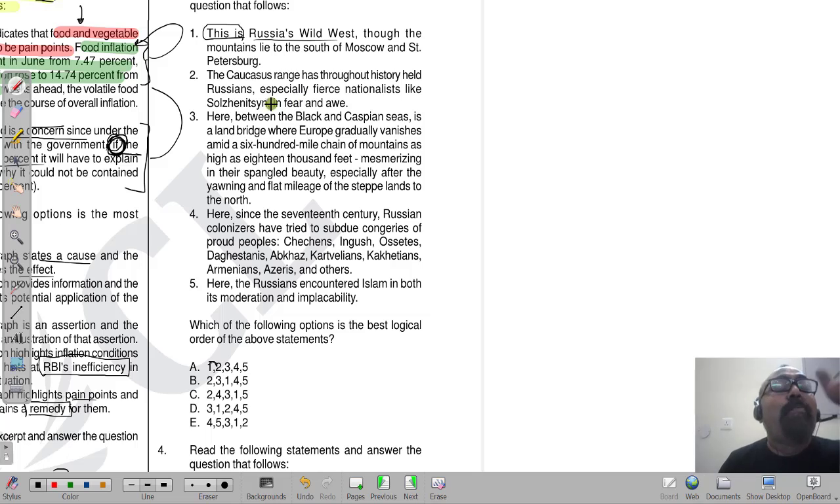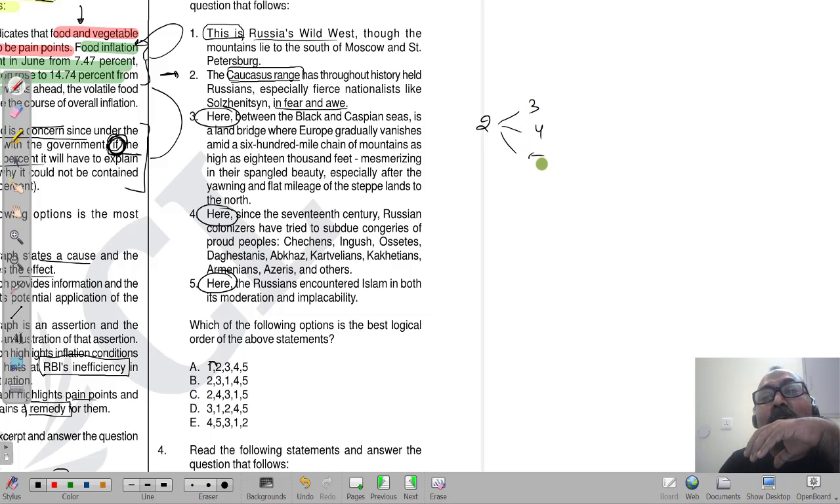Okay. Anyway, so coming back to the point, here it is saying that the Caucasus range has throughout history held a special place in fear and awe. So now he's talking about a range, and you immediately get a sense that this could be a good start, right? And you have these three sentences starting with "here," which is interesting. So you probably would say that it has to go from 2 and then going to 3, 4, and 5 in some order. It's something that you can probably think of.